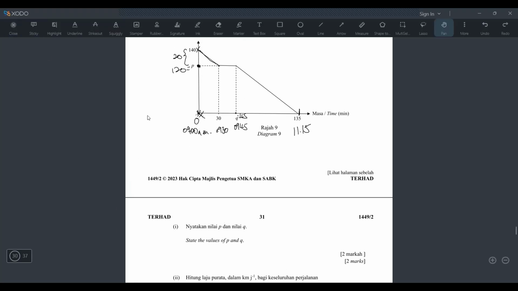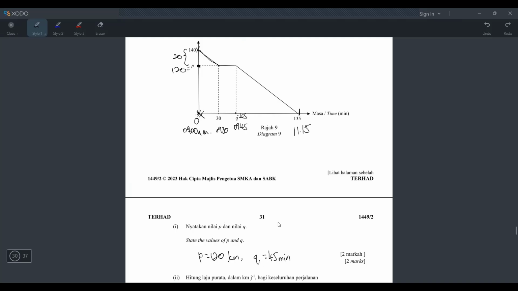So number 1, state the values of P and Q. Okay, I have found P is 120 kilometers and Q is 45. We cannot write 9:45, because the actual time is 9:45, but we have to write 45 here, because this one is how many minutes have passed. They are not asking for the actual time.